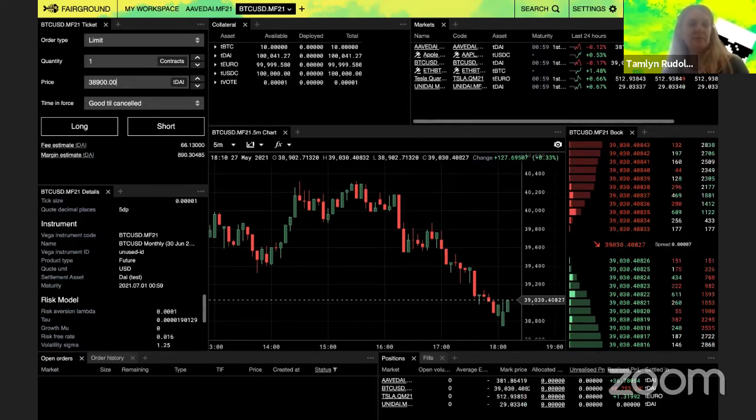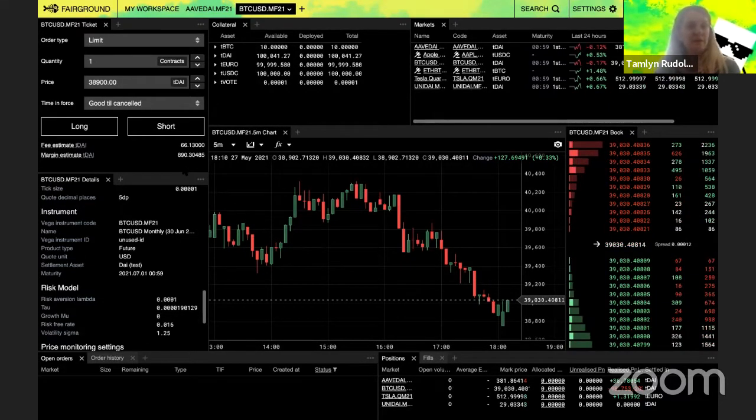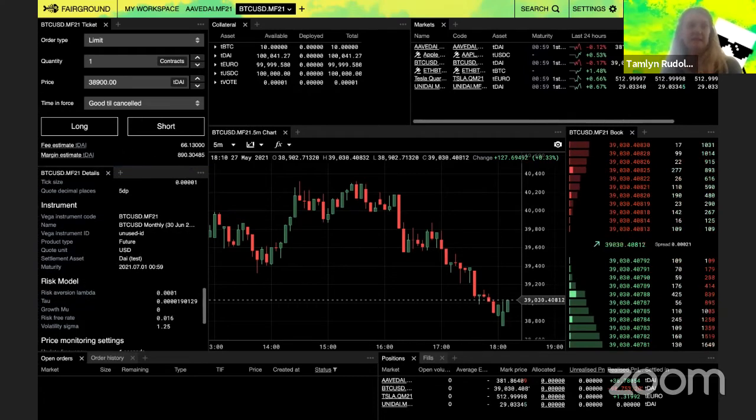The other useful field that is entered on this deal ticket is this margin estimate. It just helps me understand how much collateral I need to put this order on. So it's looking like I need to have 890 DAI approximately. And this is an estimate.